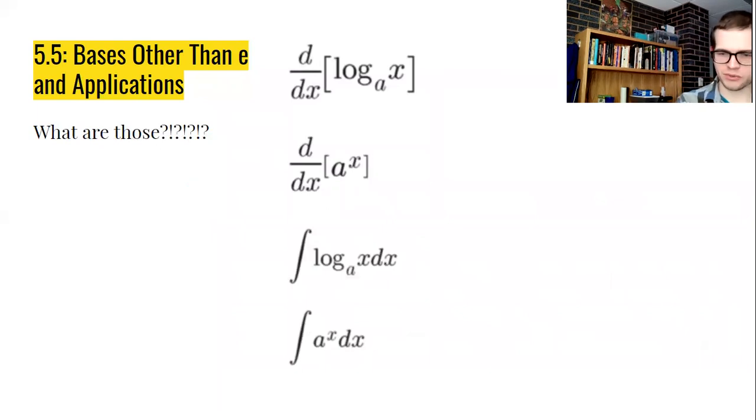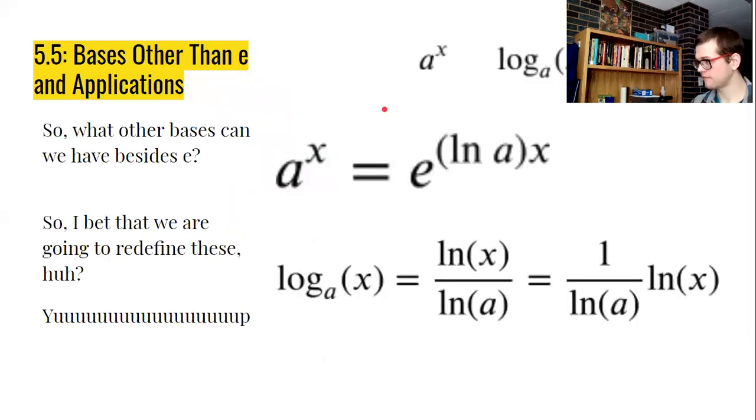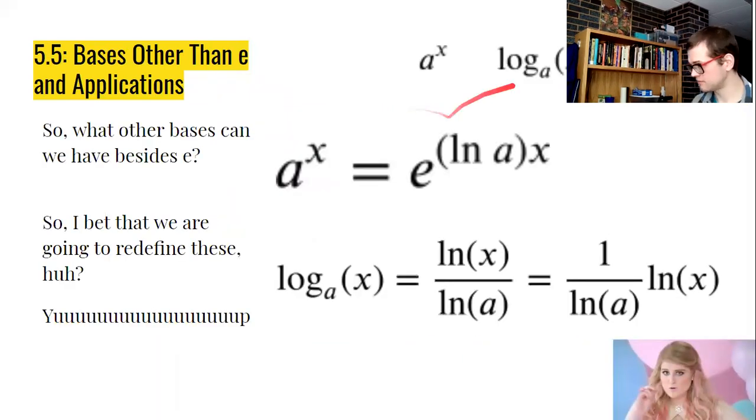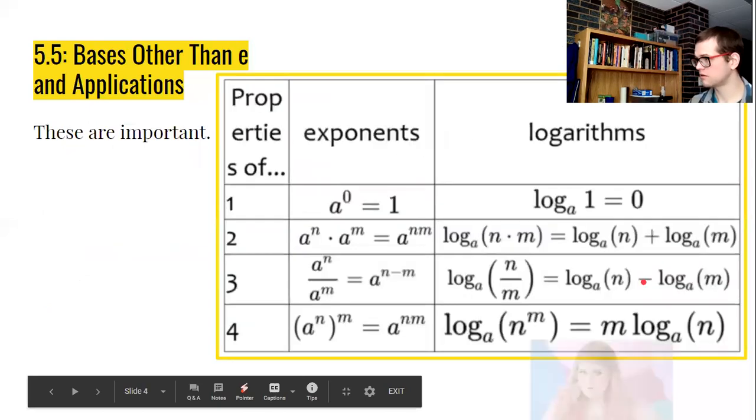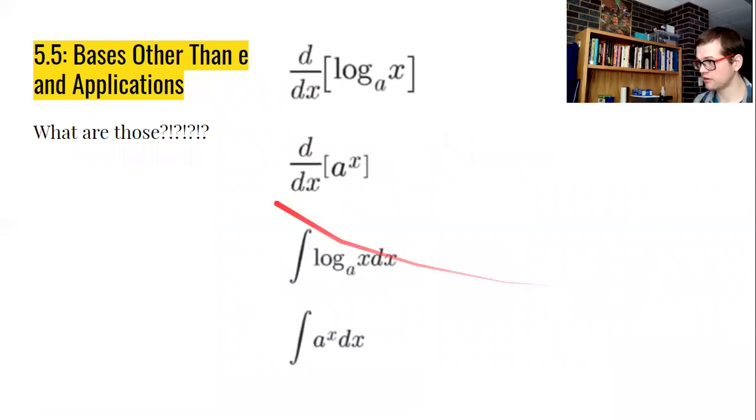So since we're doing logs of different bases, we probably should see what the derivatives and antiderivatives of each of these are. The derivative of natural log, if you remember, is just 1 over x. So what's the derivative of log base a of x? Well, let's go back real quick. Log base a of x is just 1 over the natural log of a times natural log of x. That means that's just a constant. So the derivative of log base a of x is 1 over natural log of a times 1 over x.